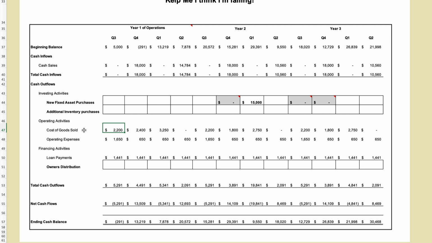And your operating activities here are plugged in from the remainder of the model. These are coming to this statement from, if you see the cell reference, directly from the income statement, the pro forma P&L.